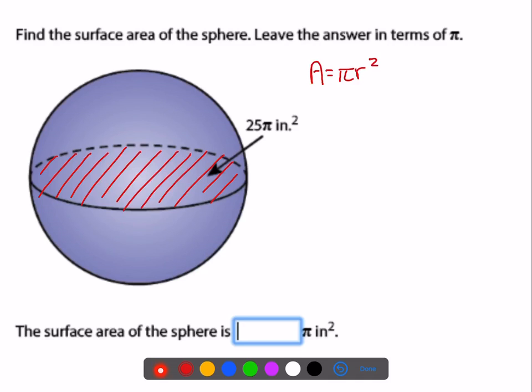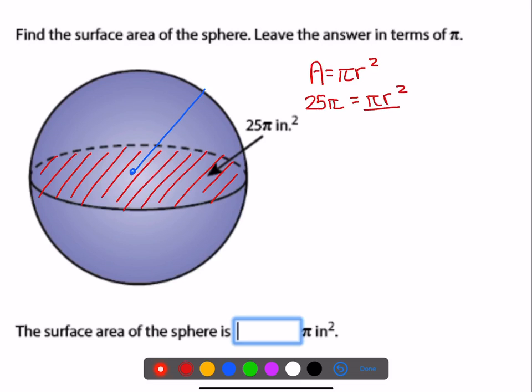And if we're dealing with a great circle, if I find out what the radius is of this great circle, it'll be the radius for the entire circle. So let's go ahead and do that. We know that our area is 25 pi, which is equal to pi r squared.